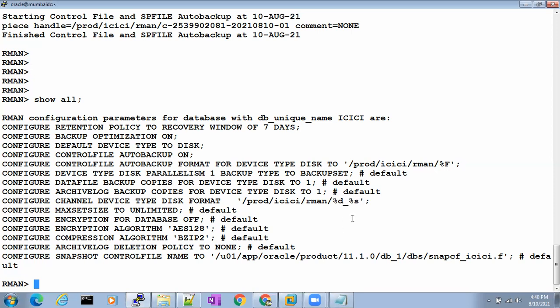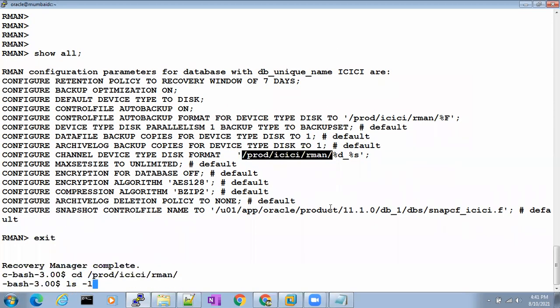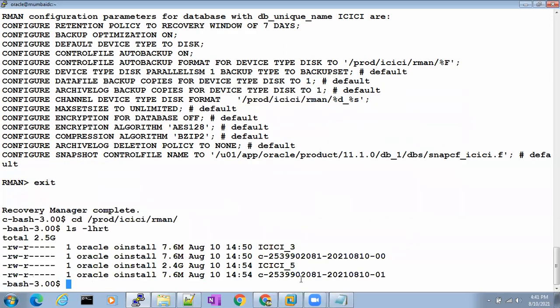So how many backups till now I have taken in a database, I can go to this location and see. Till now I have taken 5 backups. Sorry, 3 and 5 are the sequence numbers. Yeah, these are the sequence numbers which are actually going.